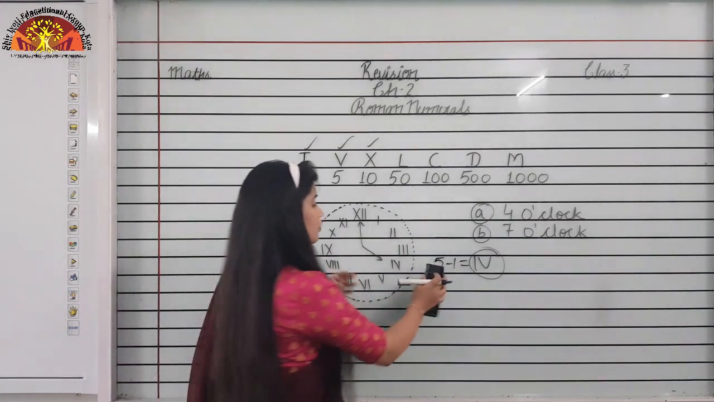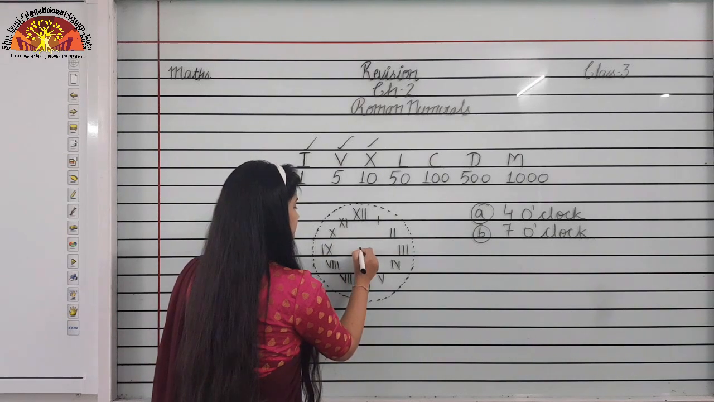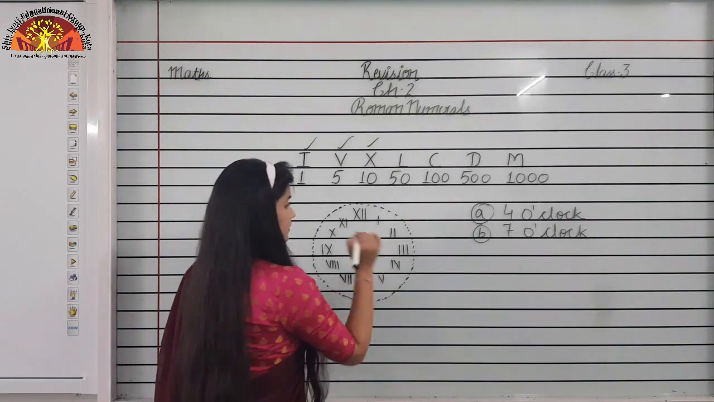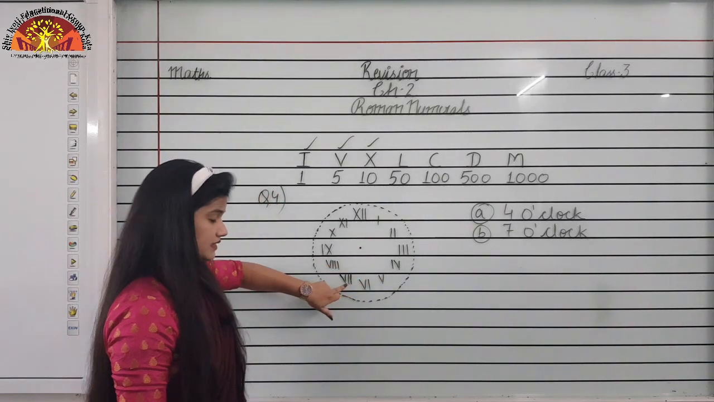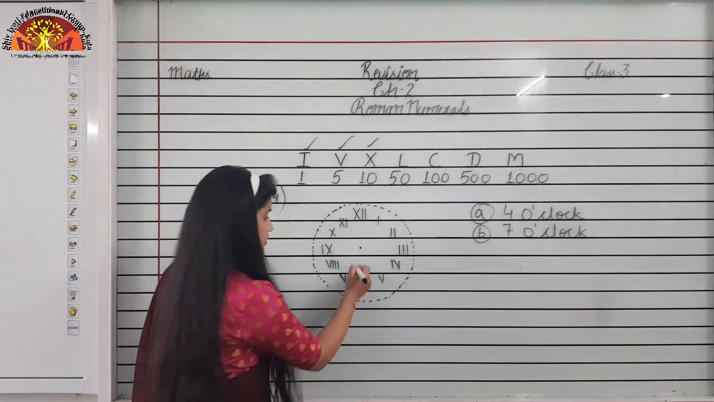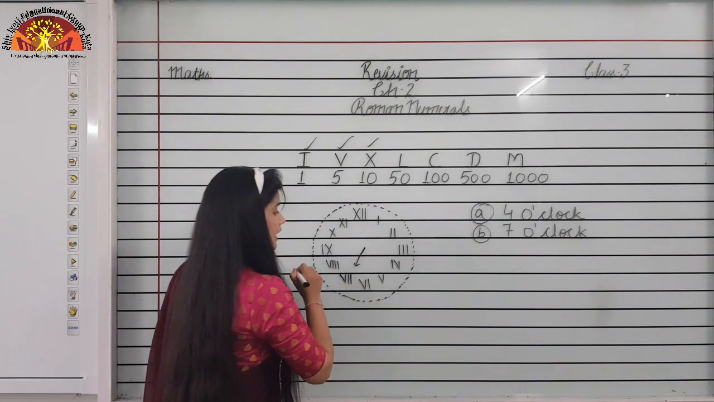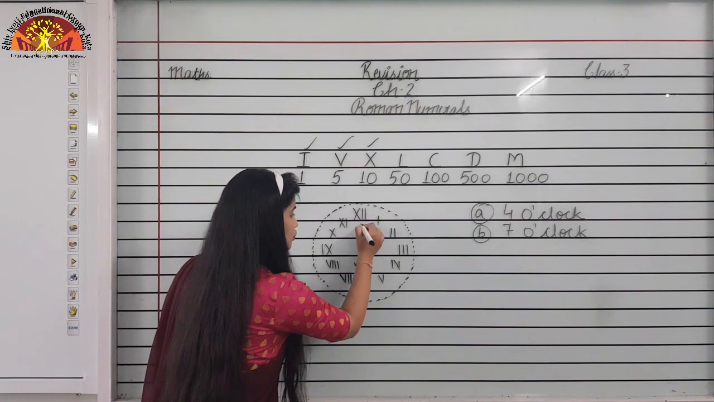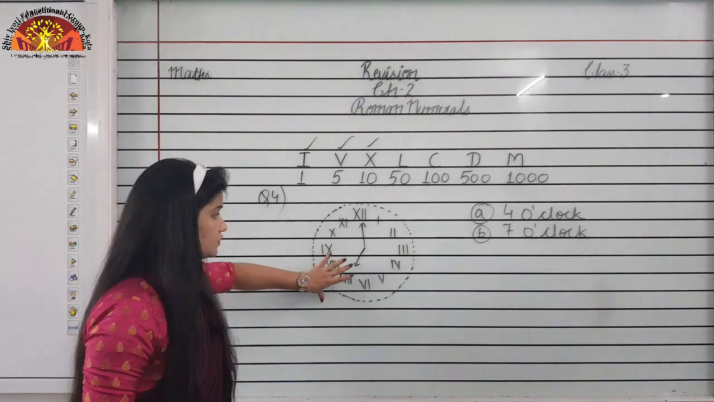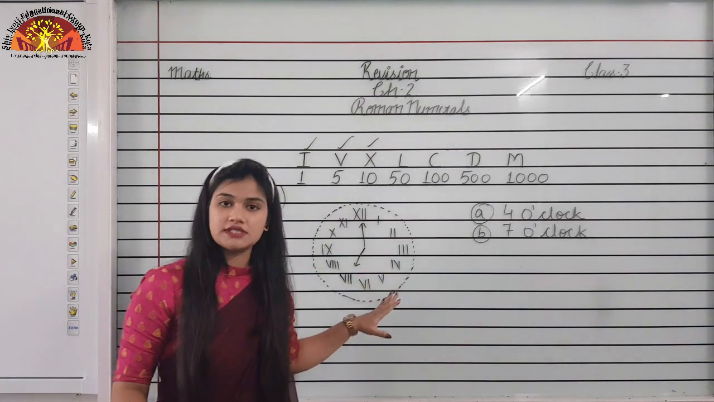To show 7 o'clock we have to see 7 and 12. So yes, here we can see 7, VII. It means 5 plus 2, 7. So here we have to show the hour hand, and at 12 we have to show the minute hand. Now this is 7 o'clock. Is it clear, students? So in this way you have to identify the symbols given in the clock and you can show the time. Is it clear?